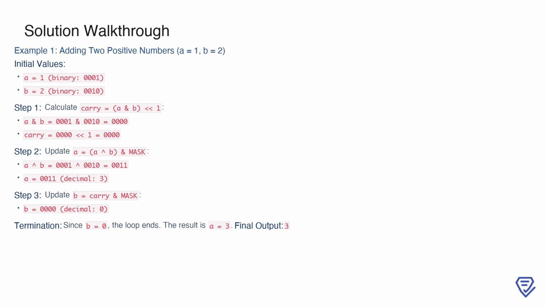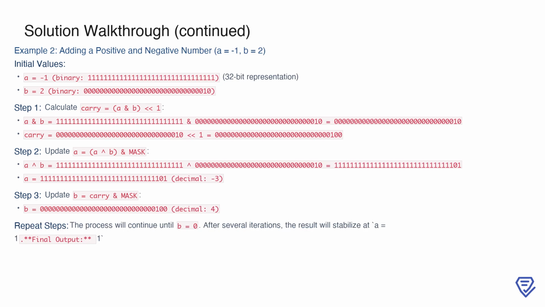Since b is now 0, the loop terminates, and the result is the current value of a, which is 3. This demonstrates how the algorithm handles the addition of two positive integers step by step. Now let's consider an example where we add a positive and a negative number, a equals -1 and b equals 2.